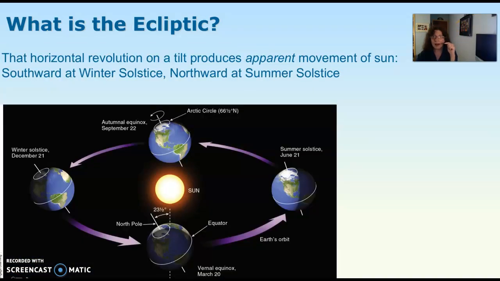As a result of that movement around the sun with the consistent tilt, that produces an apparent movement of the sun, which means that if you're not understanding the work of the universe, it seems that at the winter solstice, the sun seems more southerly to us, and during the summer solstice, the sun seems more northerly to us.